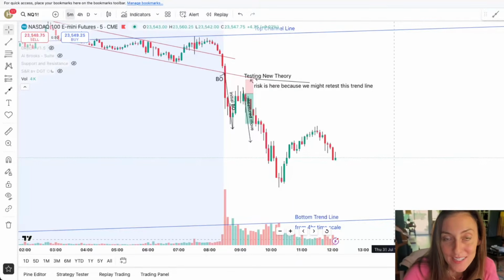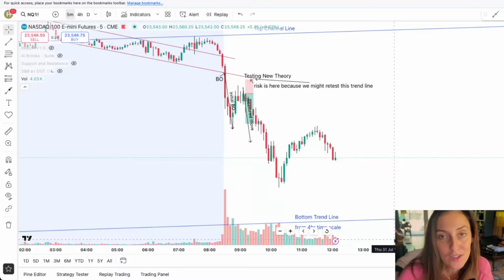I have been trading lately and I want to share my trades with you and share what I've learned.